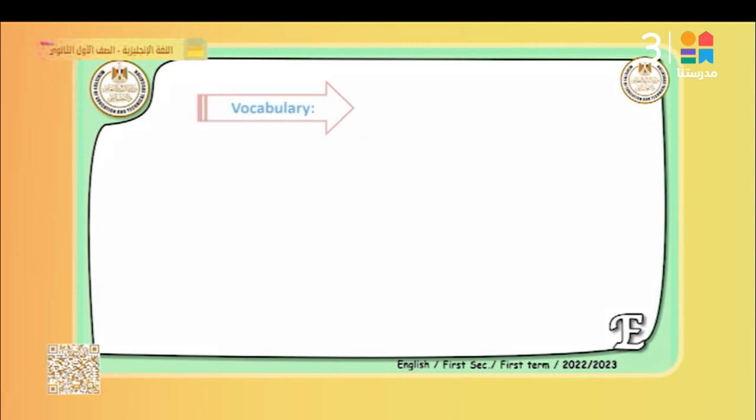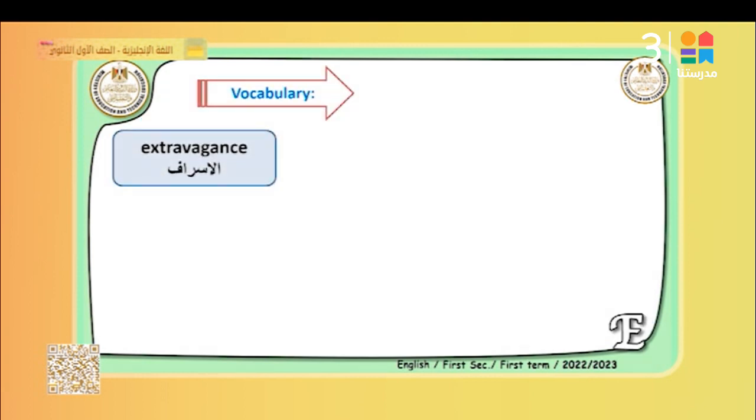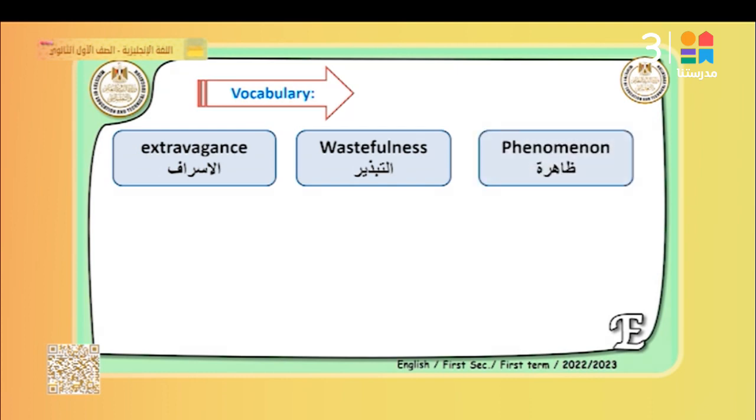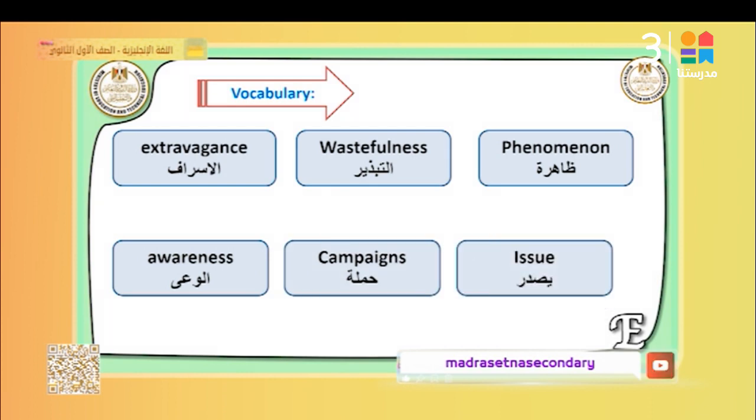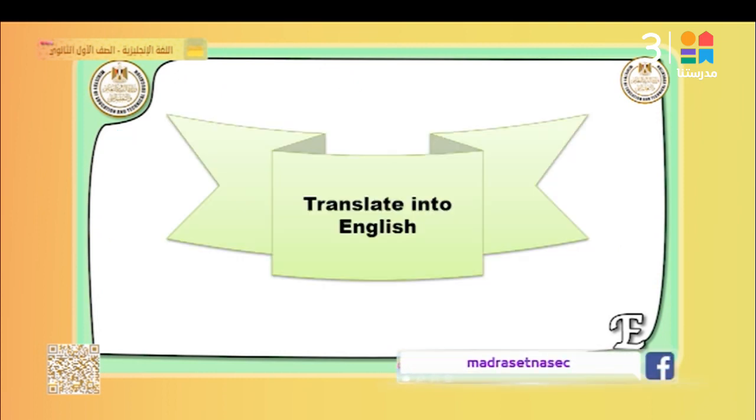Let's see the important words we have. Extravagance means الإسراف. We have wastefulness, which is التبذير. We also have the word phenomenon, ظاهرة, and awareness, الوعي, campaign, حملة, and we also have the word issue. Okay, to issue a law means يصدر قانون.